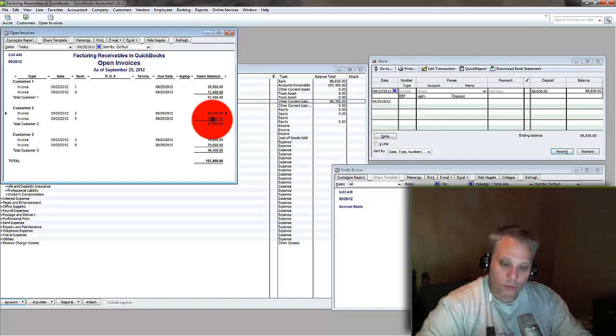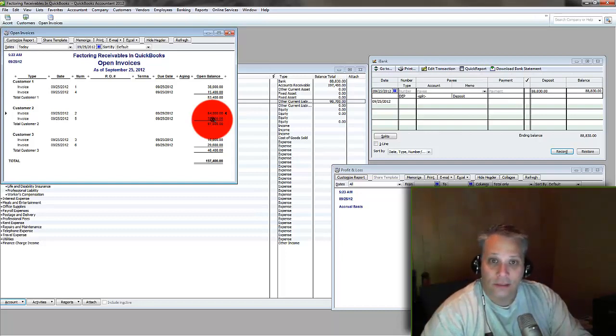I have to say to them, your report shows that you funded us $88,830. I need to know exactly how you arrived at that number. I need to know what invoices were included in that, what fees were taken out. It's so simple the way they could lay it out.